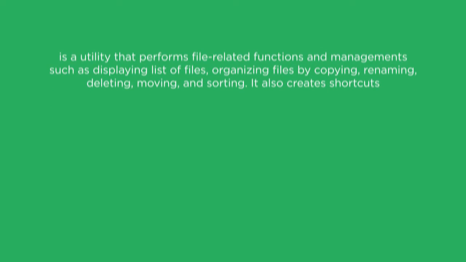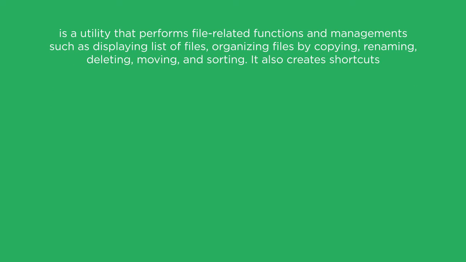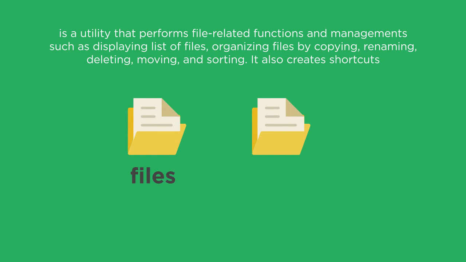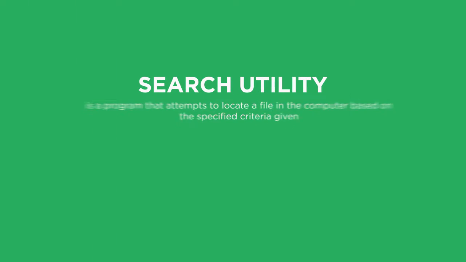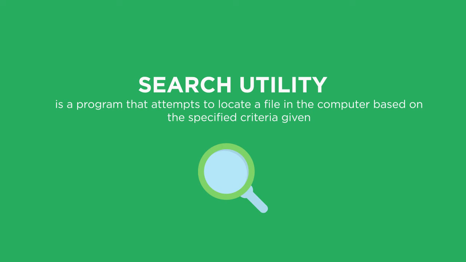A file manager is a utility that performs file-related functions and management such as displaying lists of files, organizing files by copying, renaming, deleting, moving, and sorting. It also creates shortcuts. A search utility is a program that attempts to locate a file in the computer based on the specified criteria given.